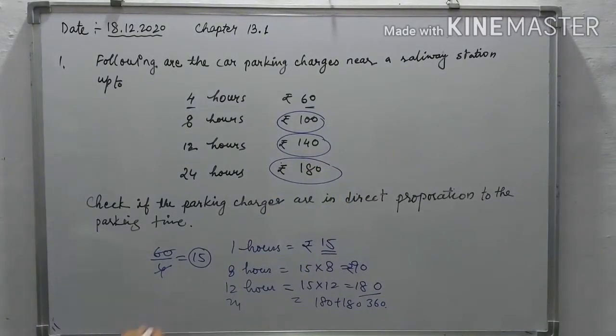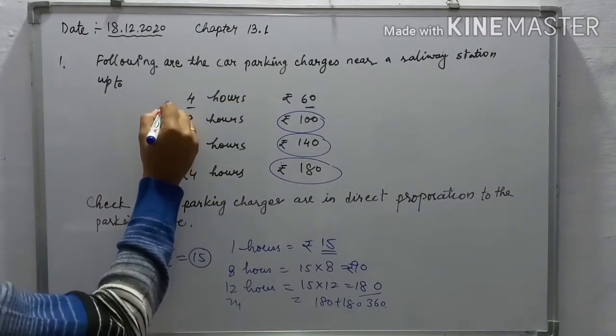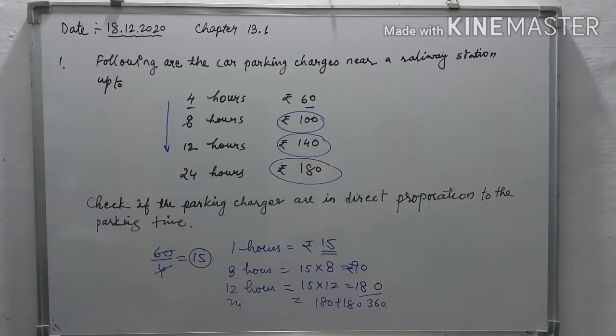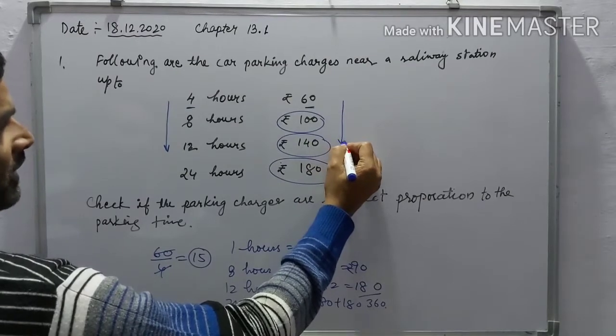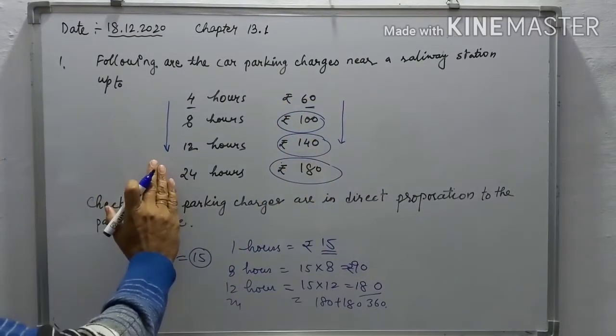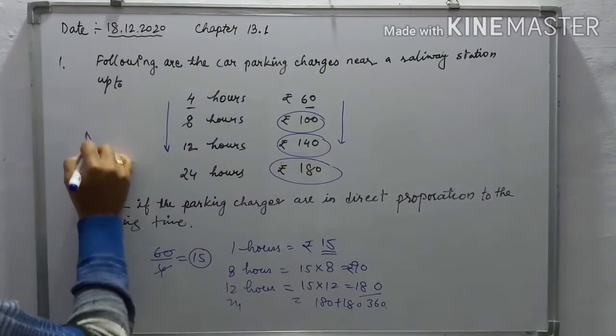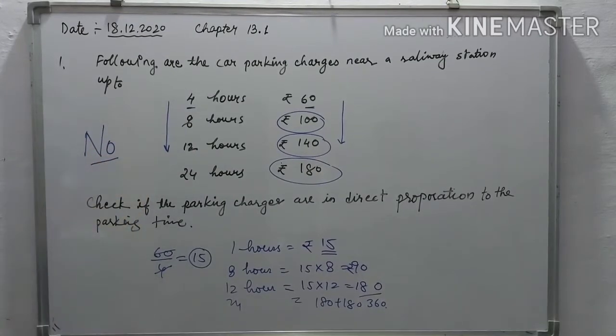So this is the answer: the values on the left side increase, but the second quantity does not keep the same ratio with the first quantity. So the answer is no. It means there is no direct proportion.